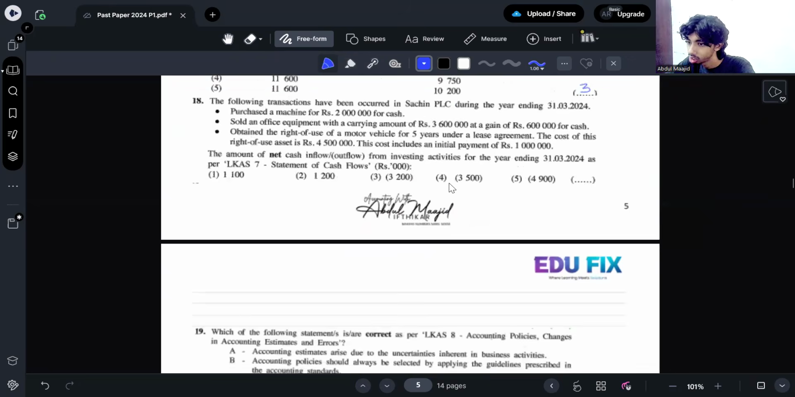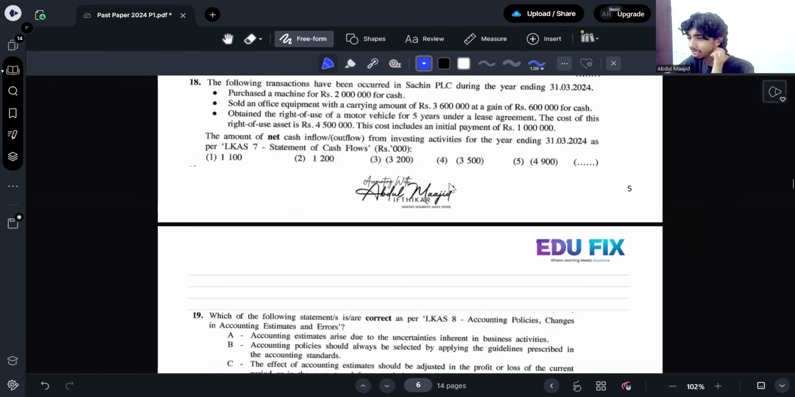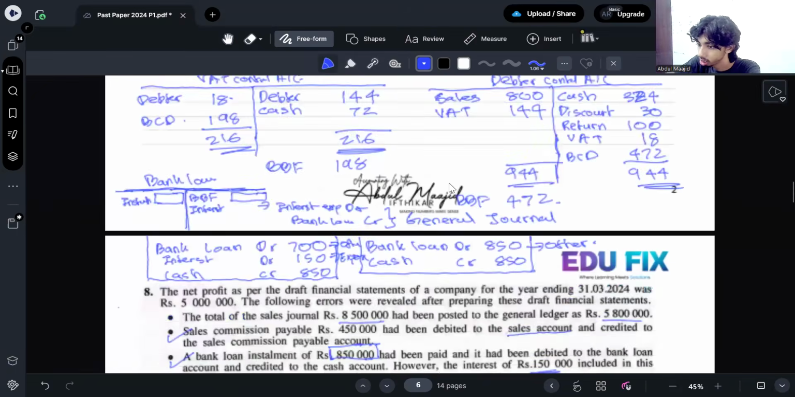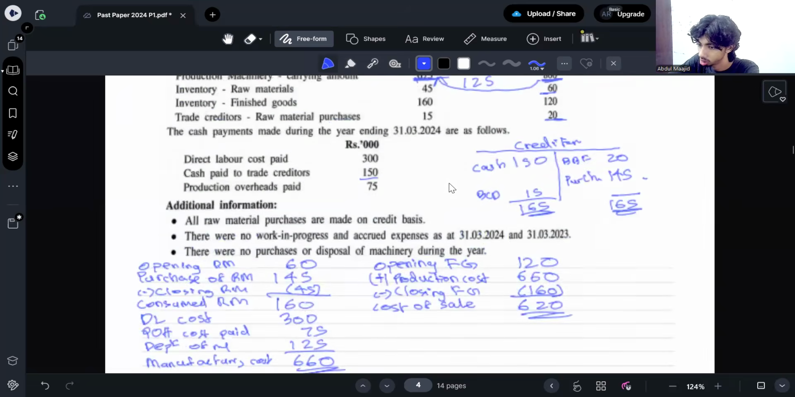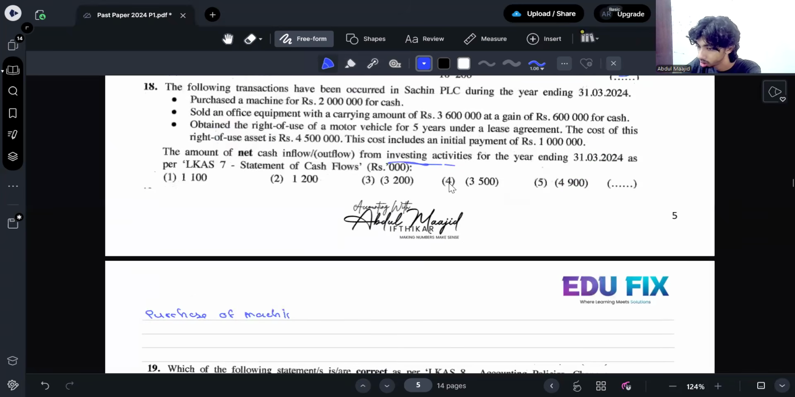18th one. The following transactions have occurred in Sachin PLC during the year ending 31st March 2024. What are they asking? The amount of net cash inflow or outflow from investing activity. Purchase of machine is the outflow. Purchase of machine 2000. Sold office equipment, that's the inflow.